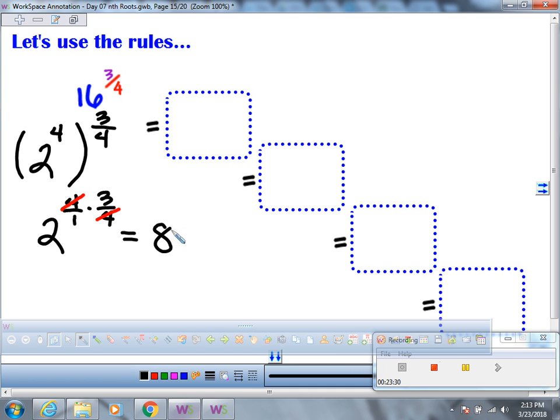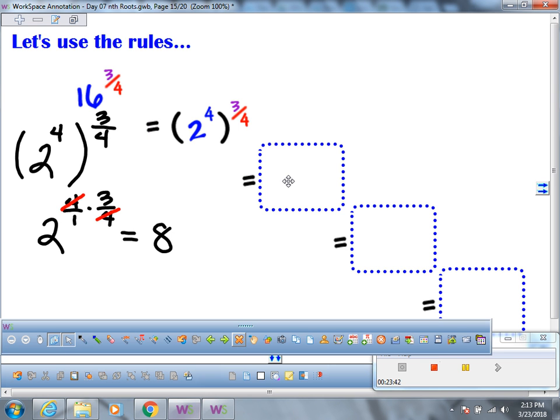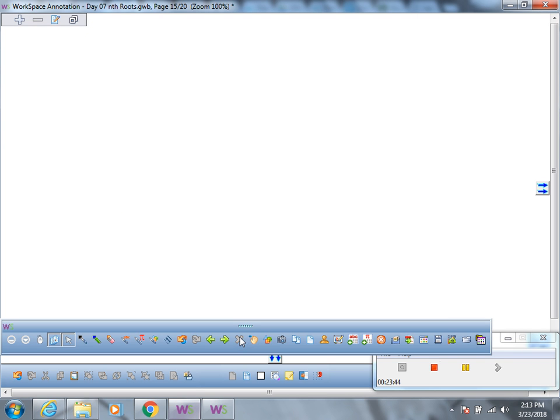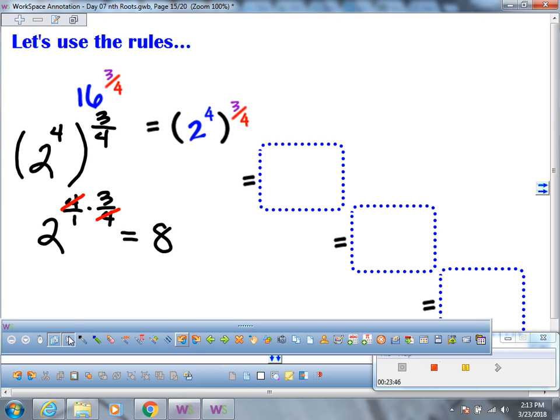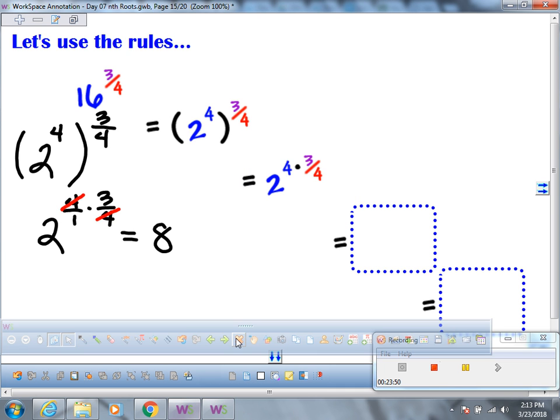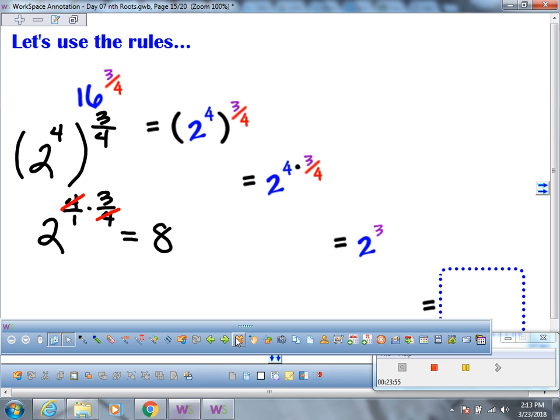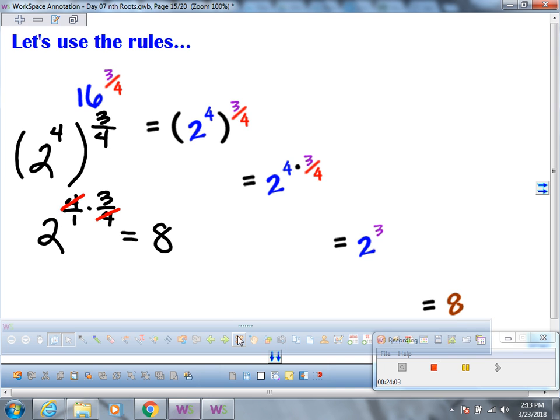Do we see it? Under here, they're color-coded. So 2 to the 4th, 2 to the 4th, then 2 to the 4th times 3/4, then 2 cubed, which is 8. Okay. How are we doing? All right.